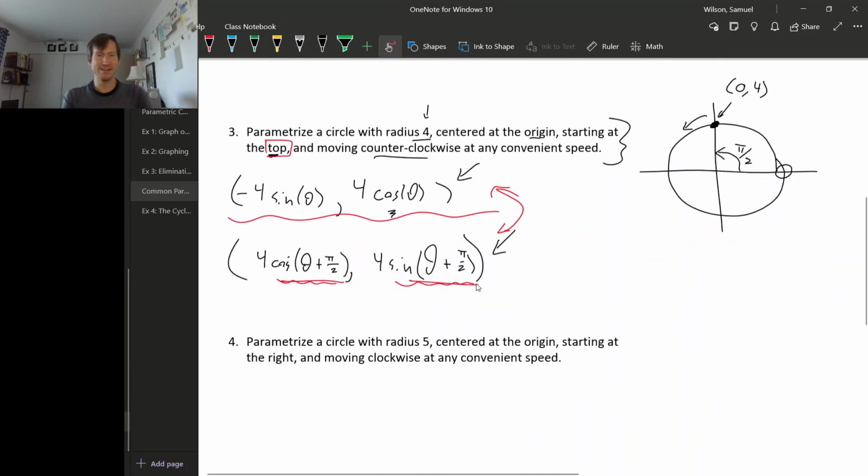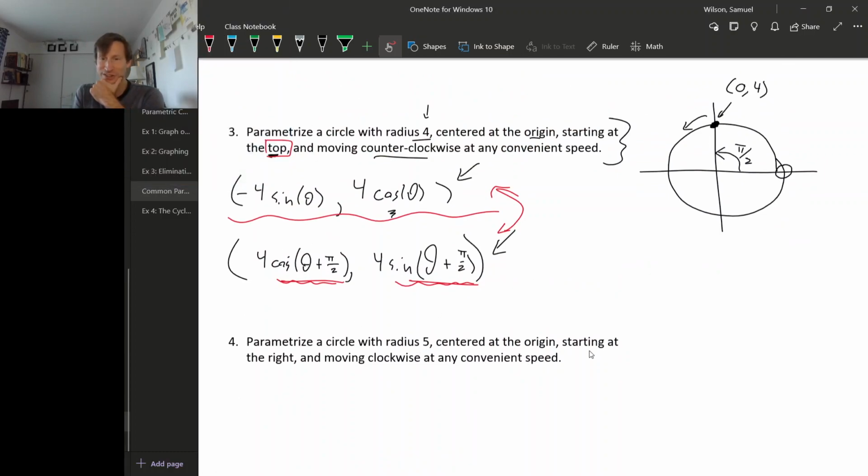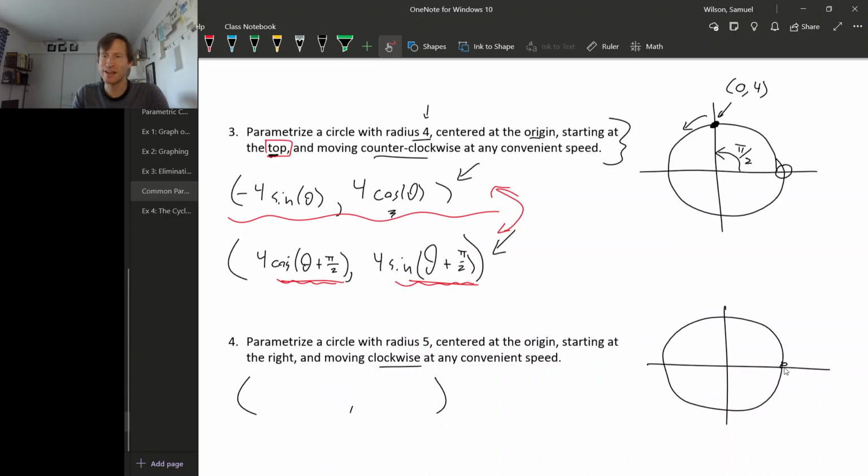All right, yet another variation on the theme here. What if we parametrize a circle with radius 5, centered at the origin, starting at the right, but moving clockwise instead of counterclockwise? Well, again, there are two ways that you might do this. Let's think about our circle. We're going to start at the right-hand point and go clockwise, so that means this way.